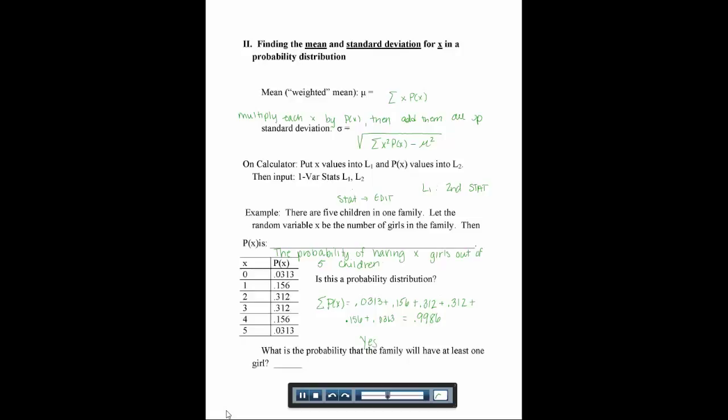Okay, so the next question says, what is the probability that the family will have at least one girl? So at least one means one or more. And remember, it's also the complement of no girls, right, when we talked about complements. So the probability of at least one will be equal to 1 minus the probability of no girls. So here we take 1 minus 0.0313, and we'd see there's a 0.9687, or a 96.87% chance that there'd be at least one girl out of 5.